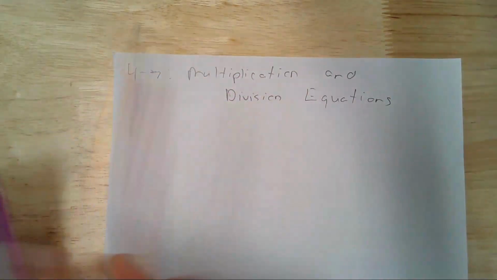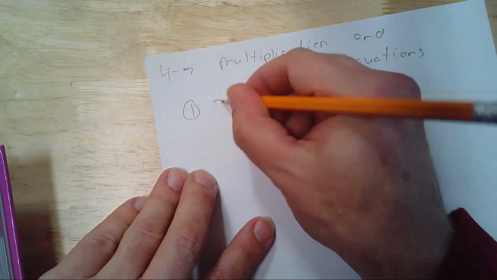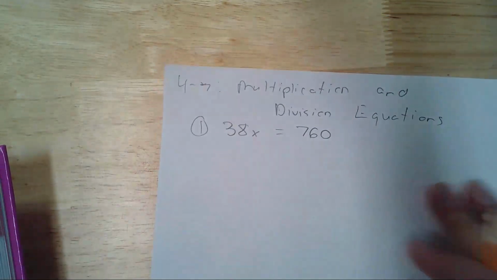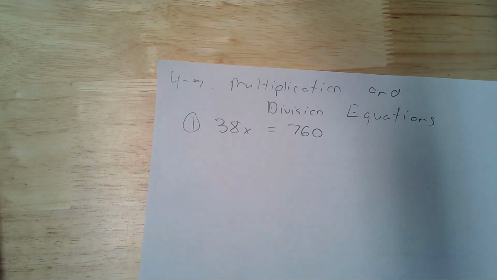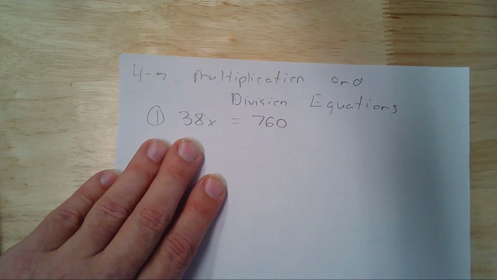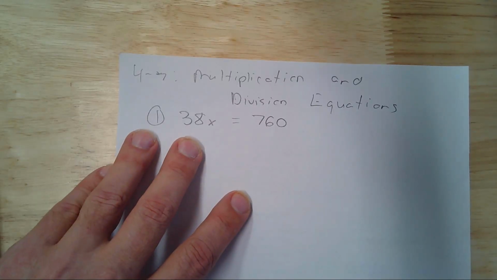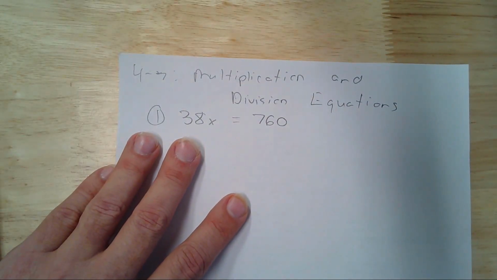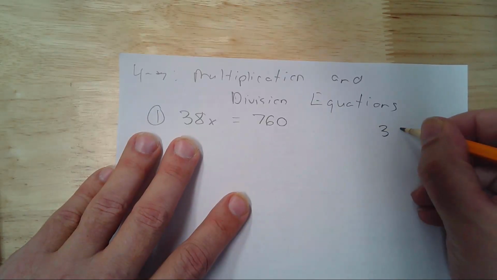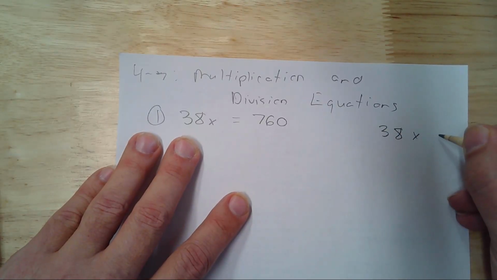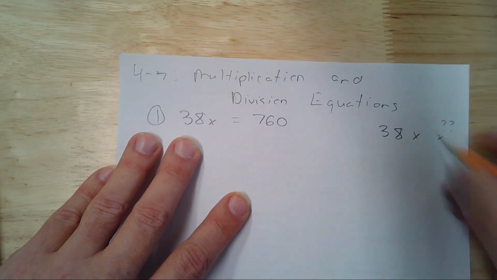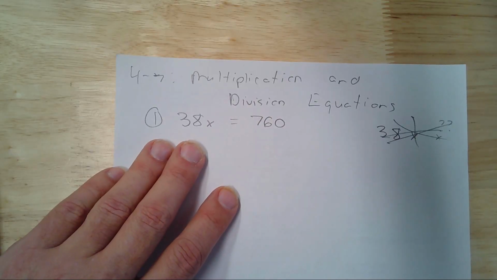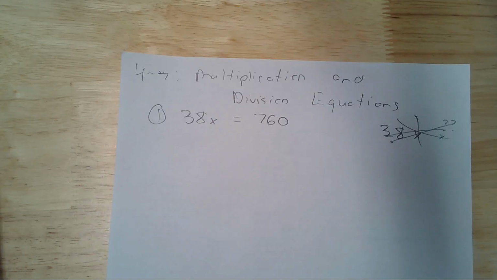Number 1 says 38x equals 760. I would like to start minimizing this conversation, but one more time, this is a multiplication statement here. 38 times a number. In this case, they're just calling it x. But it's 38 times a number. In this case, x. What is x? So multiplication is generally represented this way. In algebra, just the most efficient, clean way to represent it.